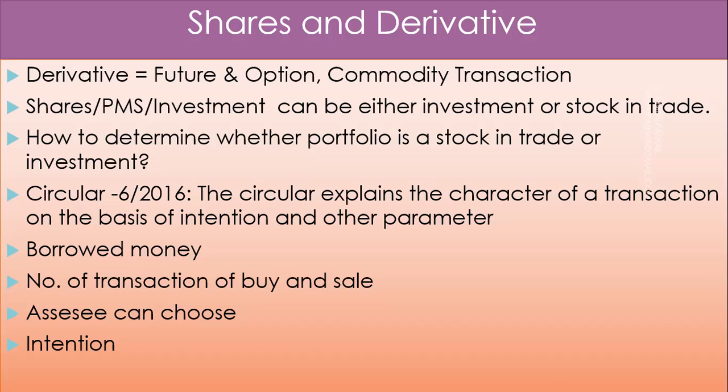Suppose I invested 100 crore in Reliance. I borrow 80 crore for that purpose. So it means my purpose is to earn money, and it would always be stock in trade. Suppose I bought Reliance and I still hold it today, or say for 10 years. So naturally it is an investment. Regarding the number of transactions, if you buy and sell many times, then it would be considered as trading. And the assessee has a choice to make on the basis of the above parameters which I discussed. And there are many more things; the circular mentions them.